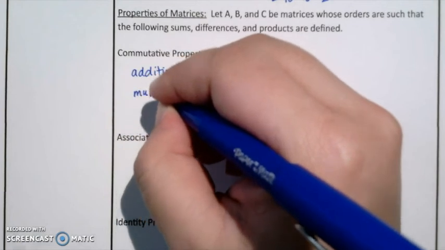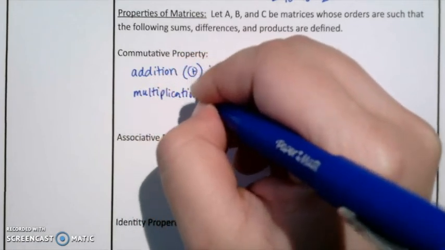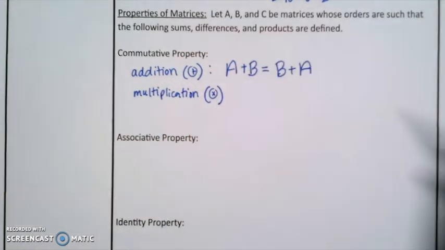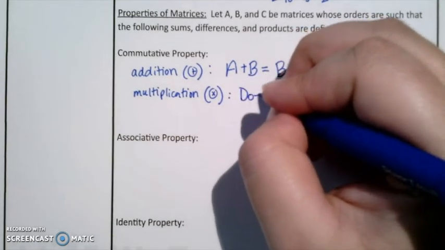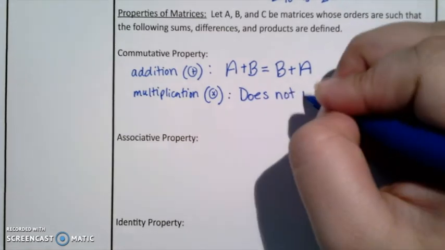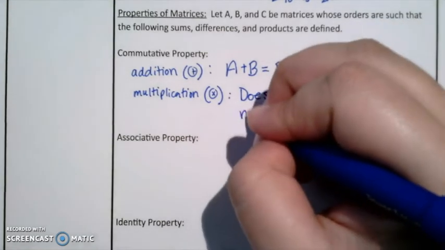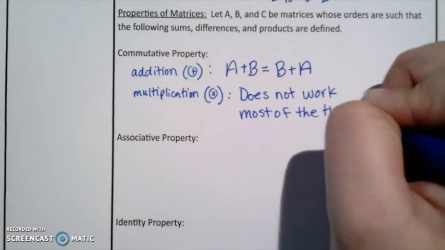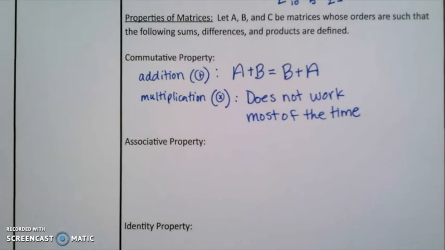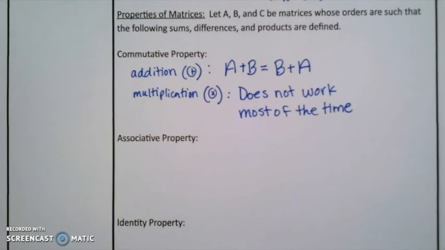For multiplication, which I'll be abbreviating with a circled multiplication sign, this does not work most of the time. So it's safest to just assume that it is not commutative, and we have just the special cases, the only special cases that we talked about were for the identity and the inverse. In those cases they are commutative, but all other matrices assume that it does not commute.